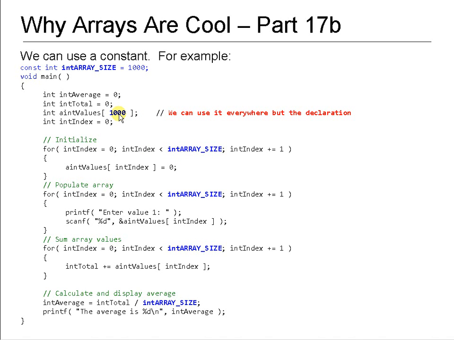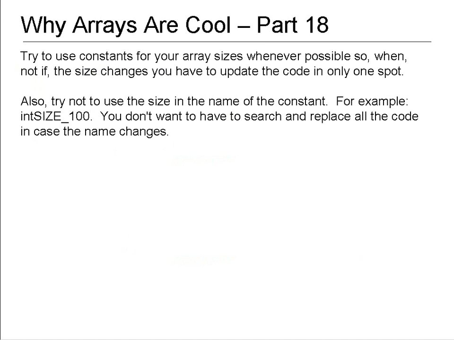Now later on, we're going to learn how to make dynamically sized arrays, and we'll be able to bypass this restriction. Try to use constant for your array sizes whenever possible. So when, not if, the size changes, you have to update the code in only one spot. So we can do that everywhere we want to loop through the array except when we declare it.